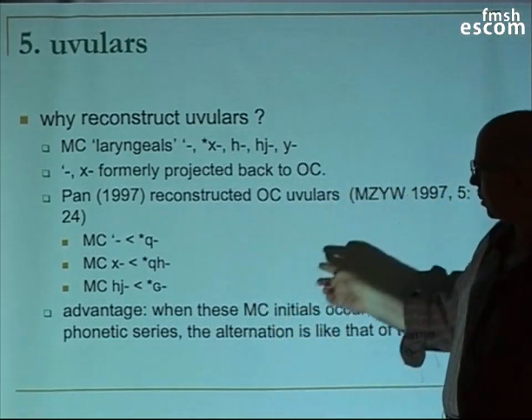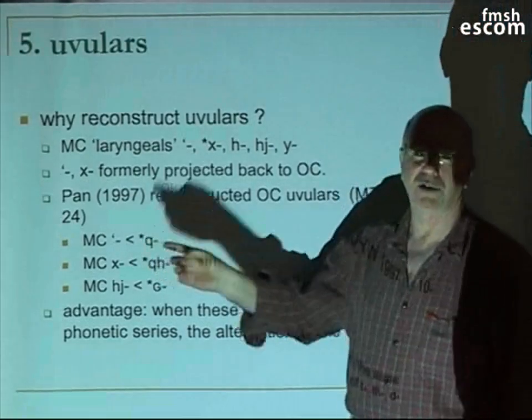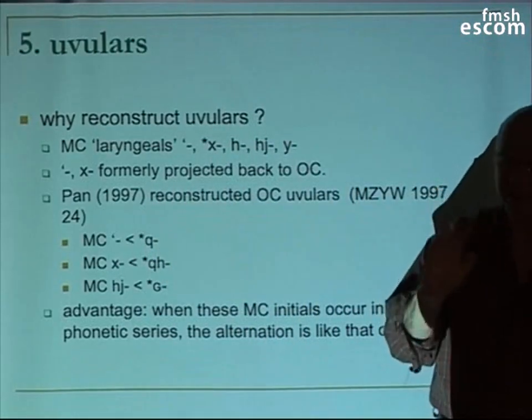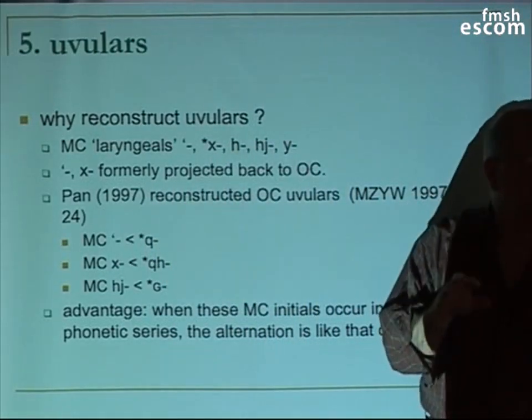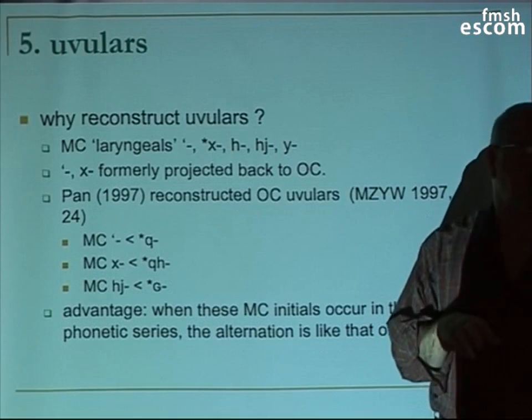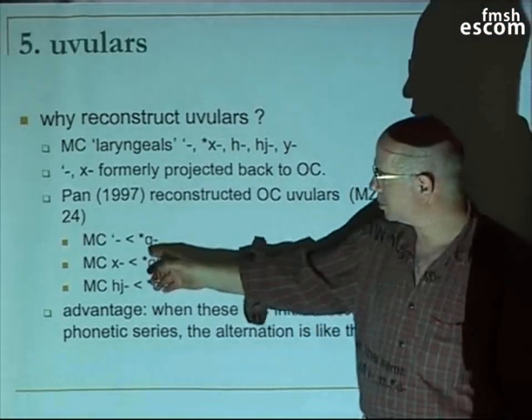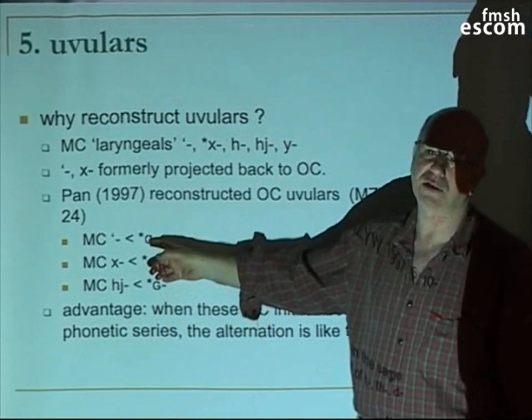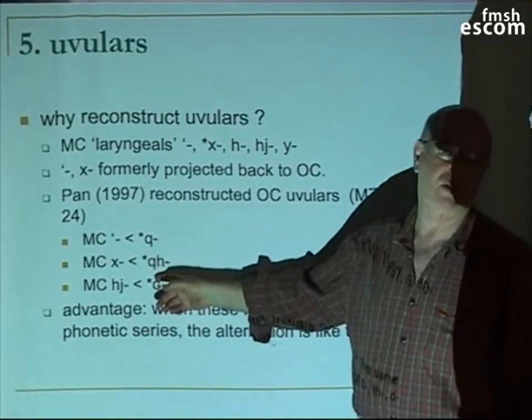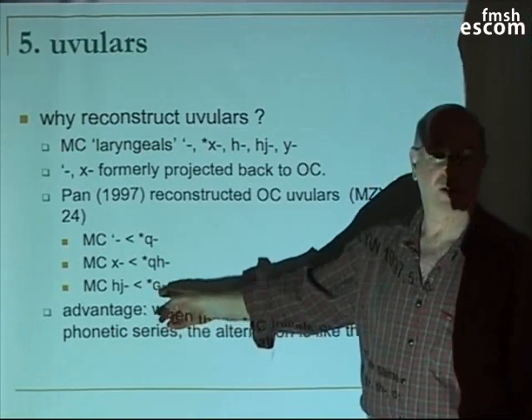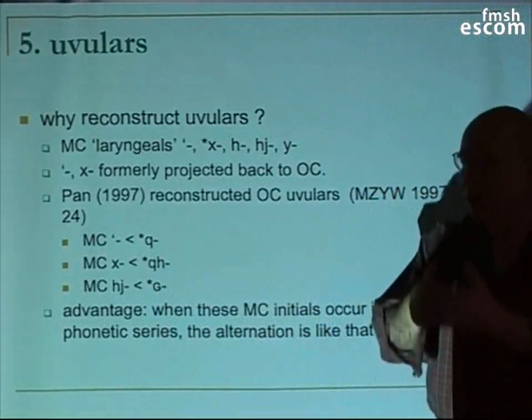In Pan's interpretation, it's better, because at the Old Chinese level when the characters were created, it's no more an alternation between a stop and a fricative. It's an alternation between a voiceless stop, a voiceless aspirated stop, and a voiced stop. Okay, so that's the normal kind of alternation that you get in phonetic series.